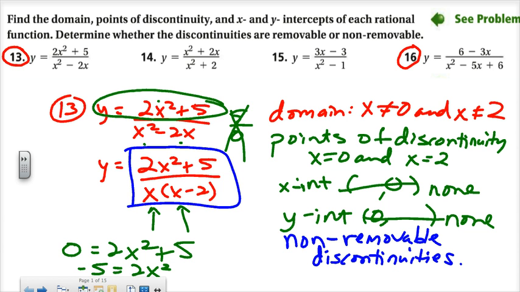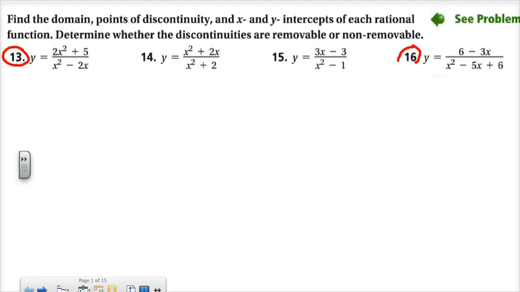So that really takes you through all the steps of finding everything that would be important about this graph that we would want to know before we started doing any graphing at all. Now let's look at 16.